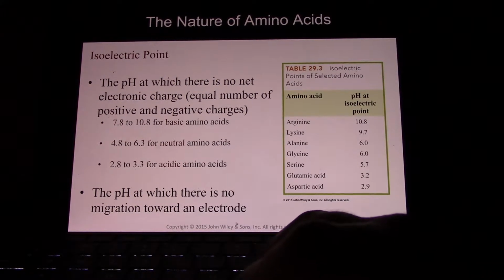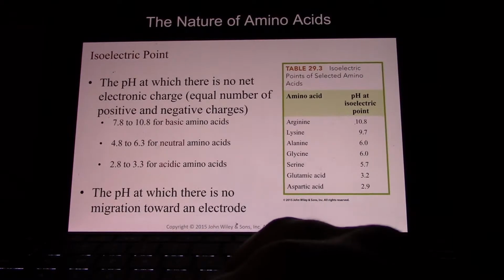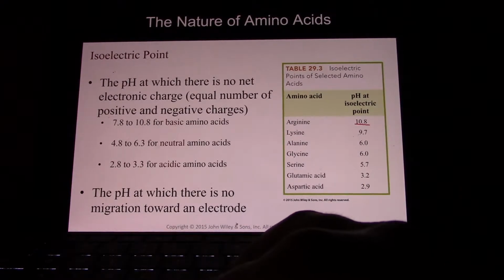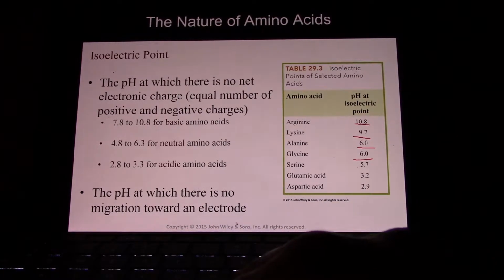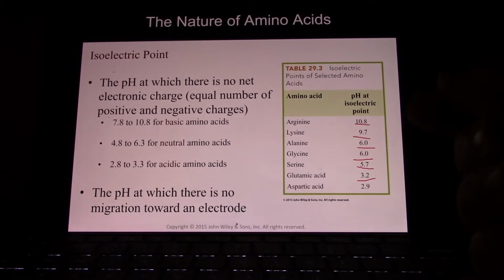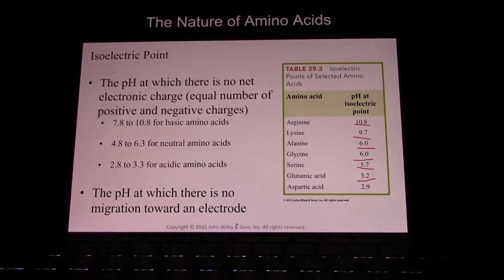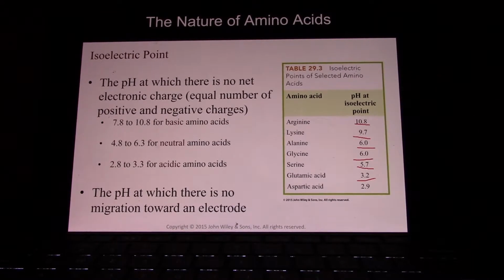So here we see the pH at the isoelectric point for each amino acid's moiety. So at that pH, that amino acid is exactly no charge. If it gets more acidic, it'll start grabbing protons and it'll become positive. If it becomes more basic, it'll start losing protons and it'll become more negative.